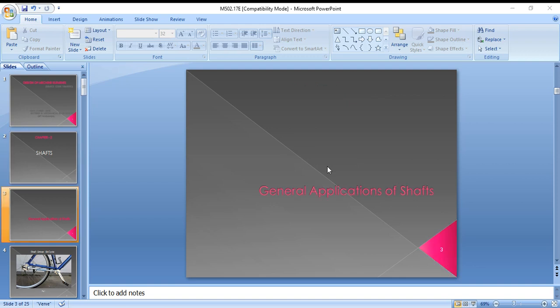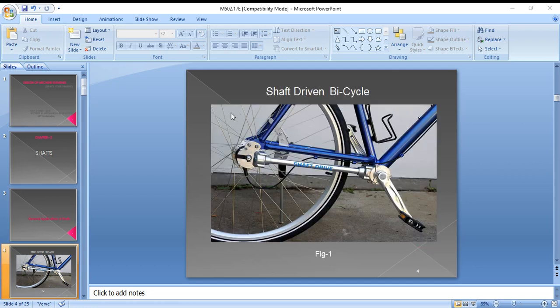First of all, we go through the general applications of the shaft. Generally, what is the shaft? A shaft is used to transmit power. First we'll see the bicycle. Here we use a shaft-based cycle. When we are driving the bicycle, the rear wheel moves first, and based on the rear wheel, the front wheel moves.